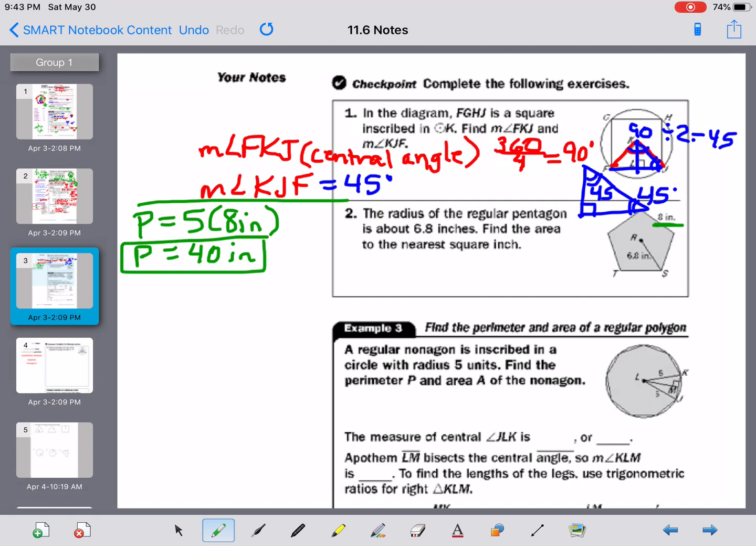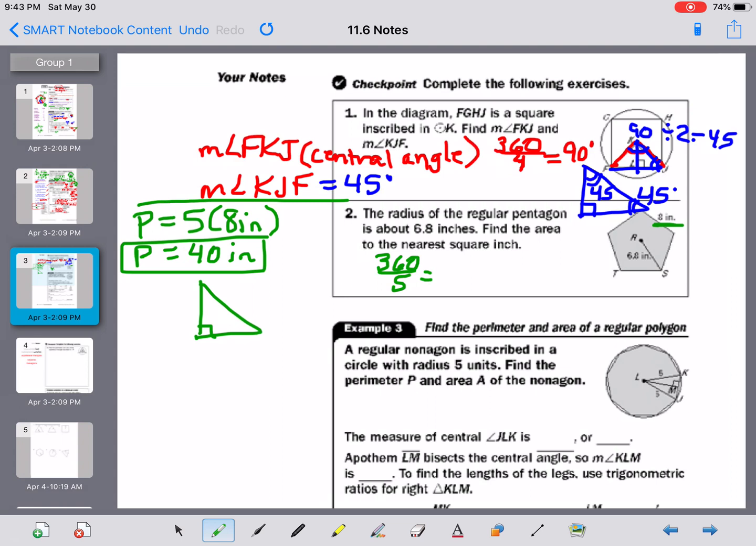So now I need to work on my apothem. I'm going to be honest, guys, I always shortcut and go straight to the half triangle, okay? I will do 360 divided by 5. 360 divided by 5 is 72.